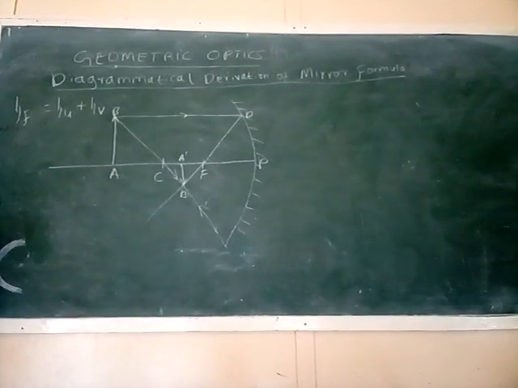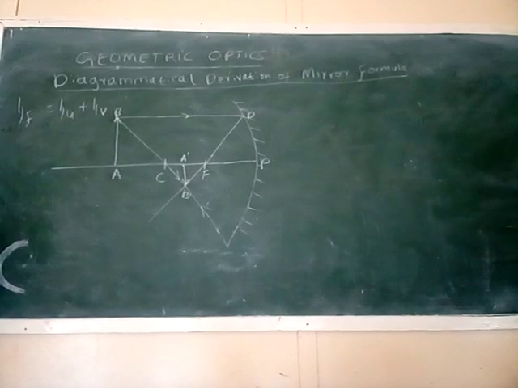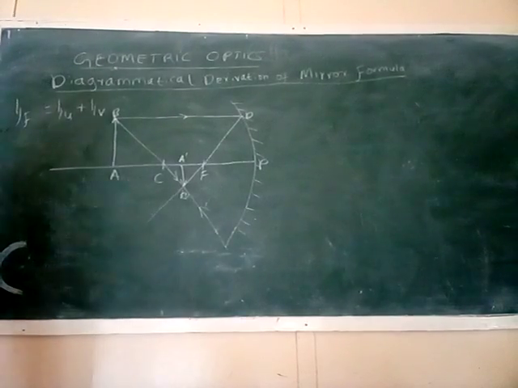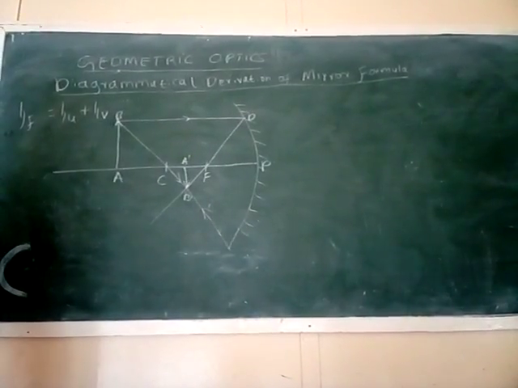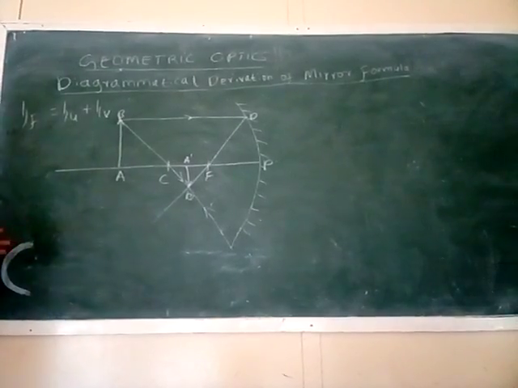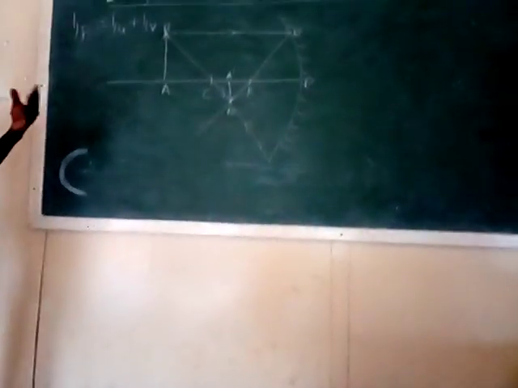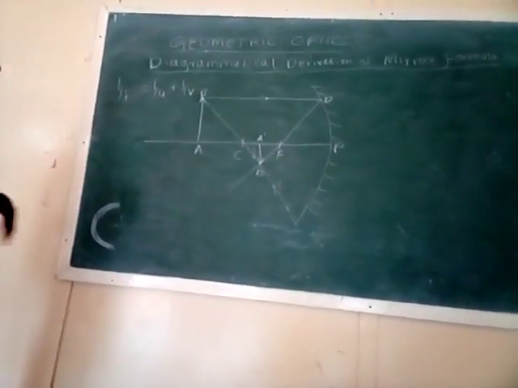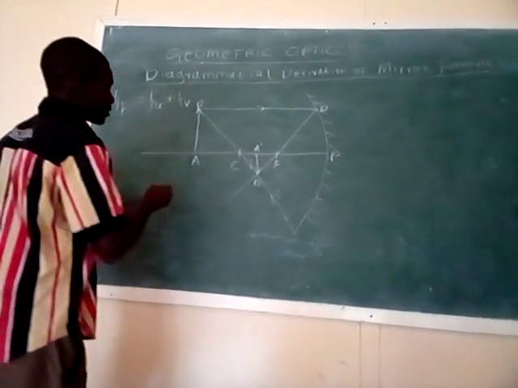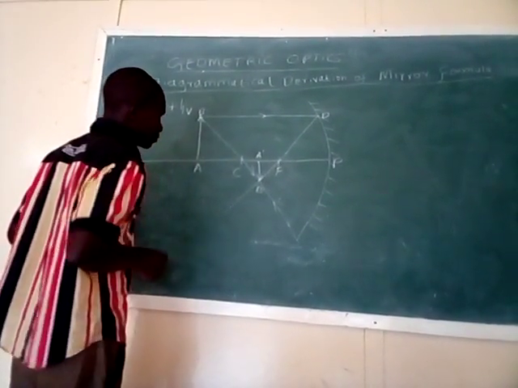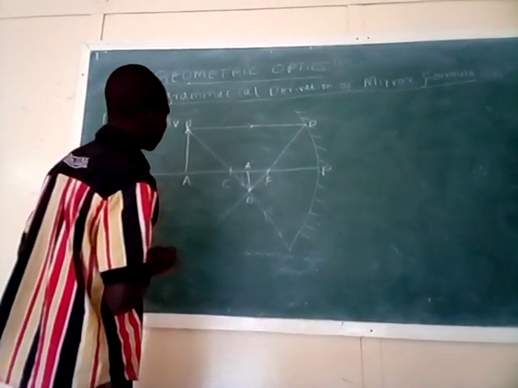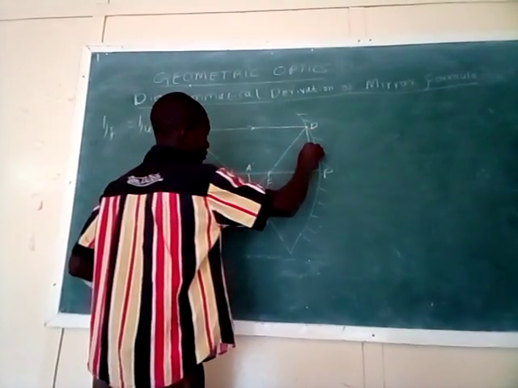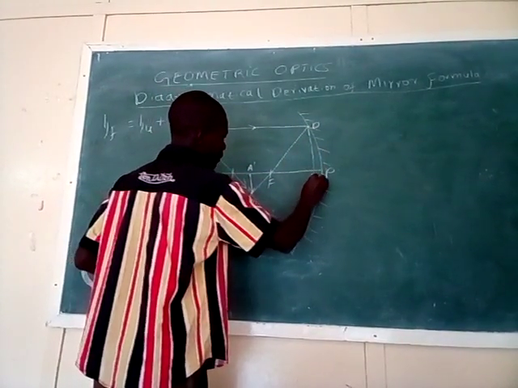Yes, for those who have just arrived, we are deriving the mirror formula. When you are asked to derive the mirror formula, what should come into your mind is the properties, the similarities of triangles. So we're going to consider the similarities of triangles after drawing the diagram. Now we have a small aperture here at the center of the mirror. We can call this one E.